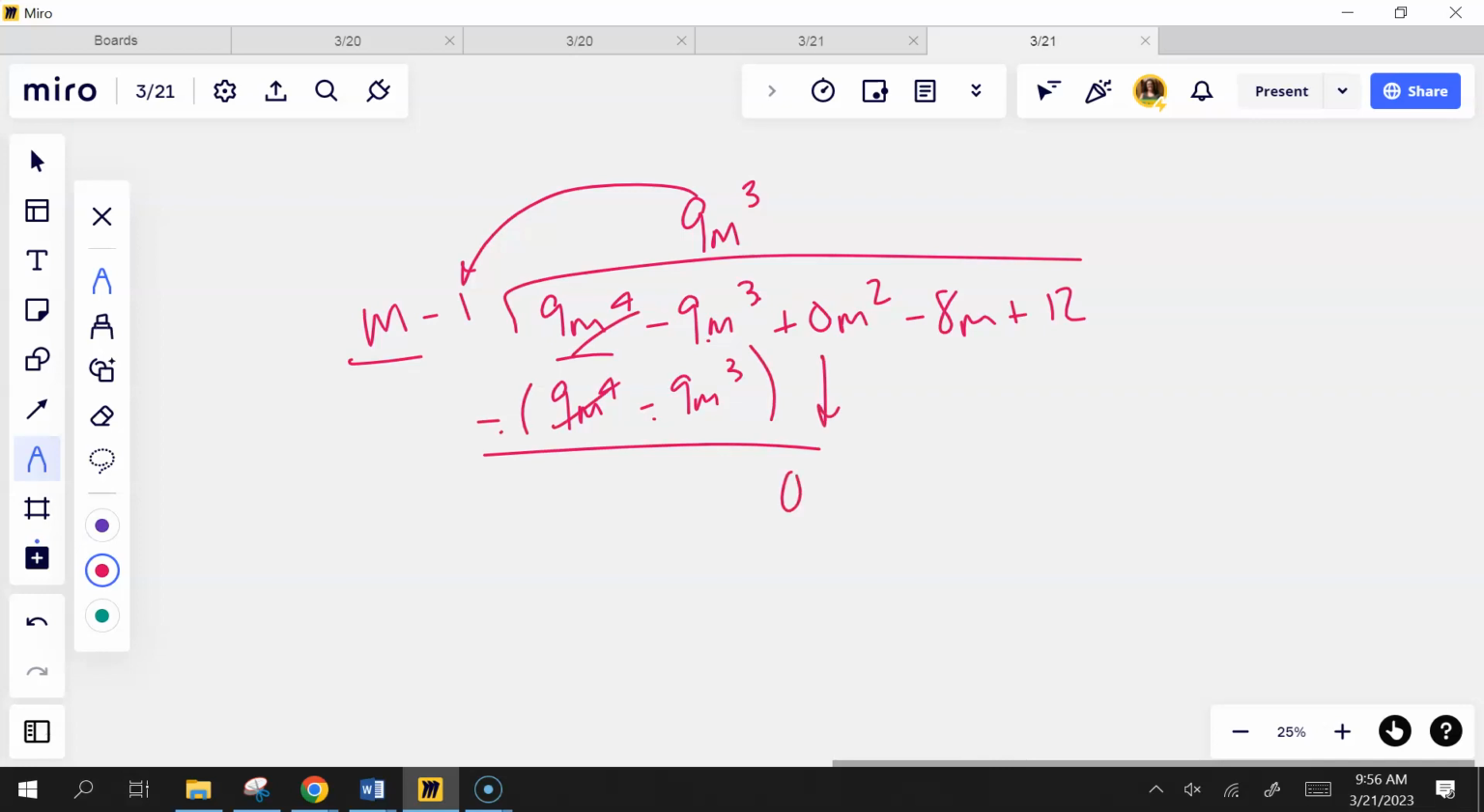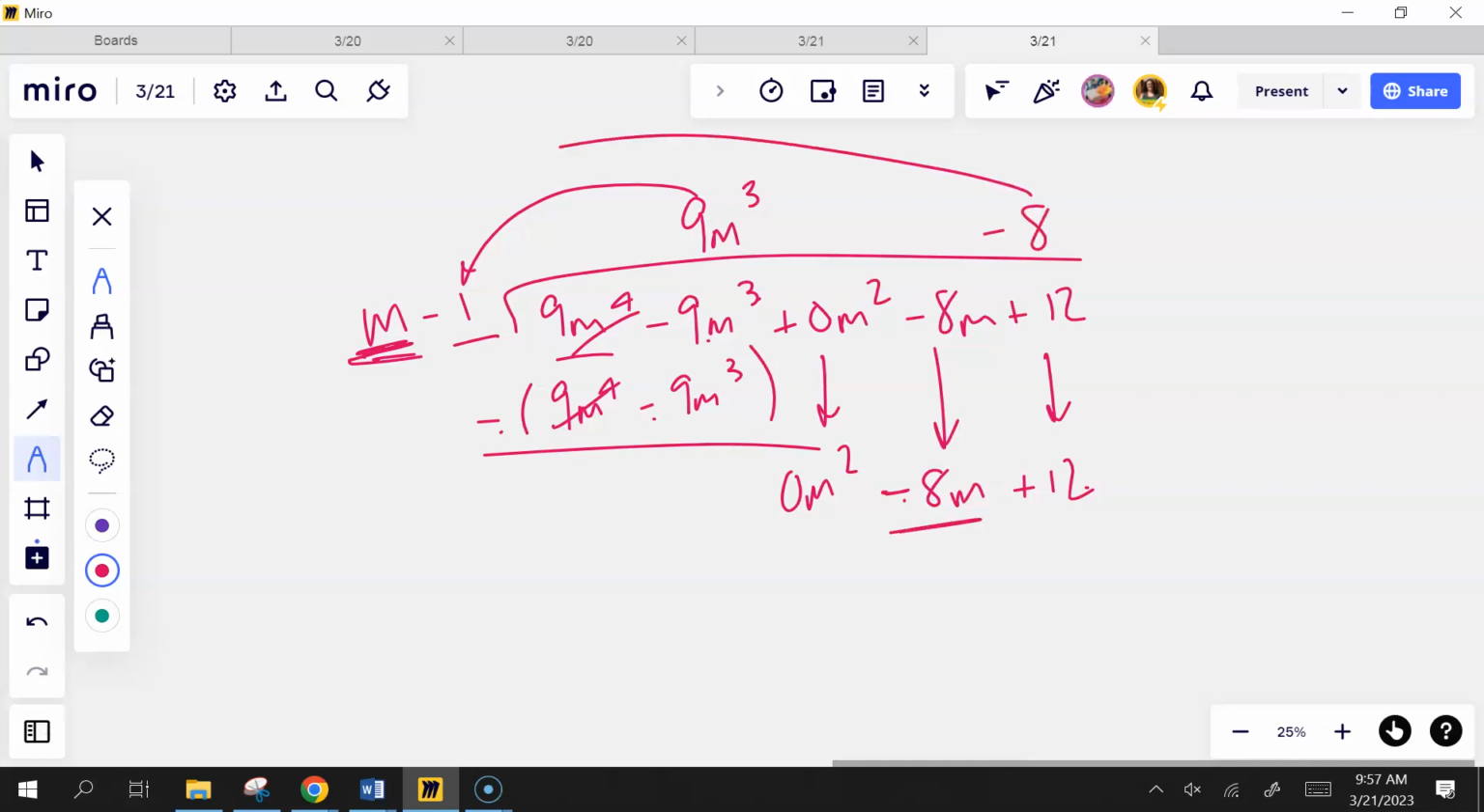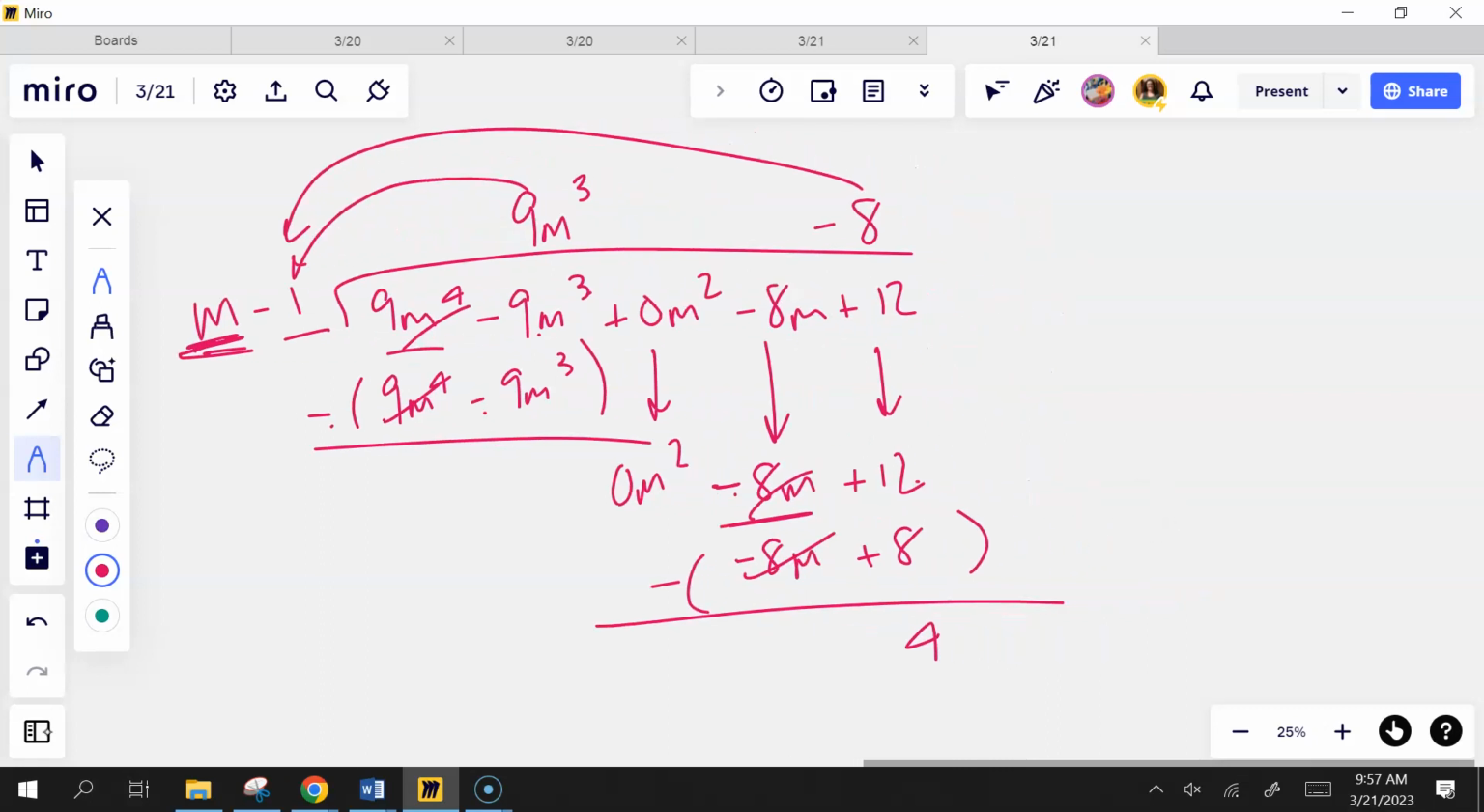So since that gives me 0, I need to get 2 terms, so I need to keep dropping until I have 2 terms. And now I have 2 non-zero terms. So now I can do the process again. What do I multiply m by to get negative 8m? Negative 8, and I multiply that around, negative 8m plus 8, and subtract. 12 minus 8 is 4, so I get 9m cubed minus 8 plus 4 over m minus 1.